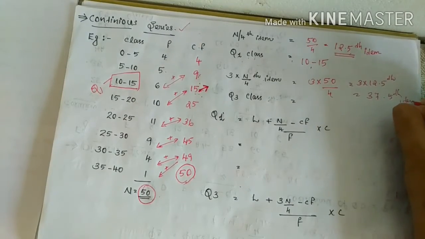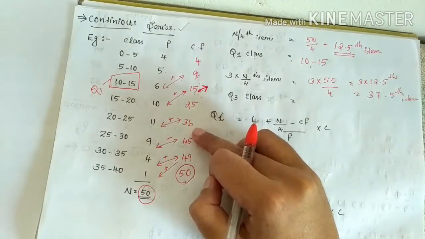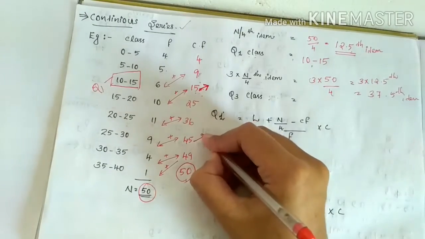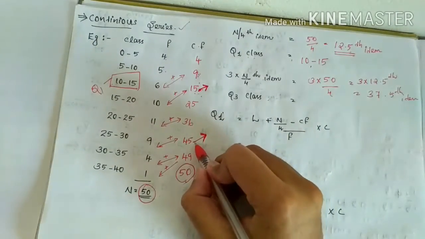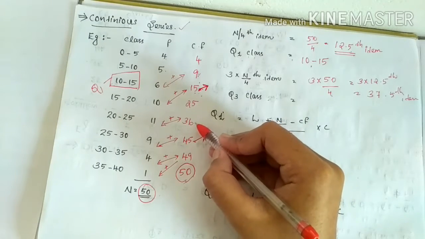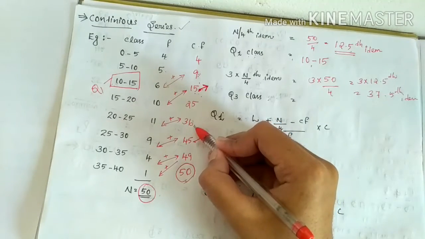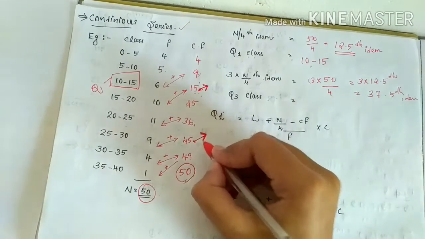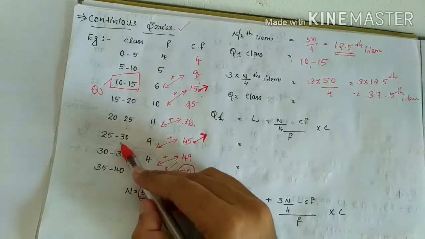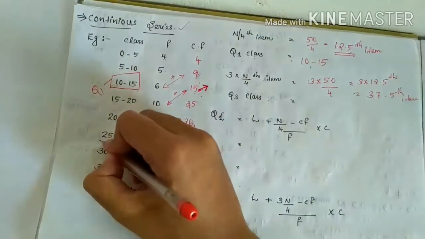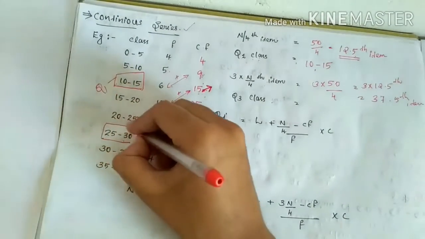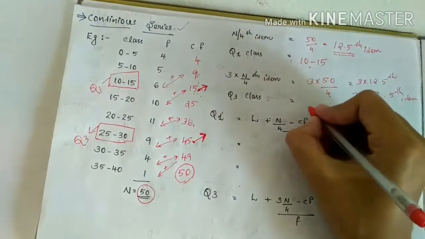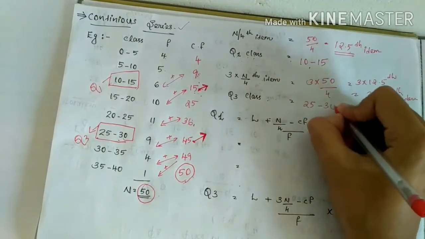37.5th item. In the cumulative frequency classes, the 37.5th item lies in this region, that is the 45th region, because the value of 37.5th item is higher than the value of 36 but less than the value of 45. So the value of 37.5th item lies in this region and the corresponding class is taken as the Q3 class. So the Q3 class is equal to 25 to 30.